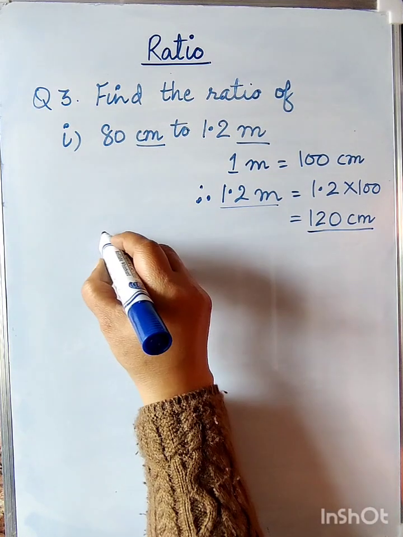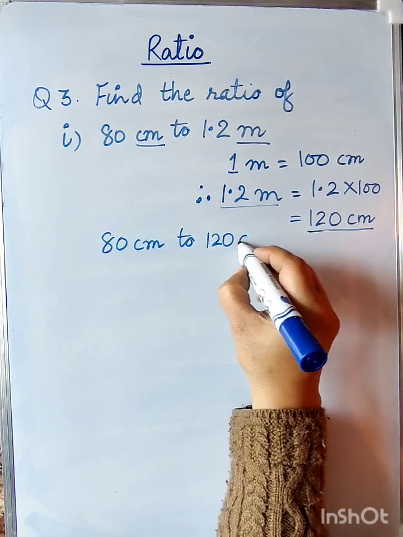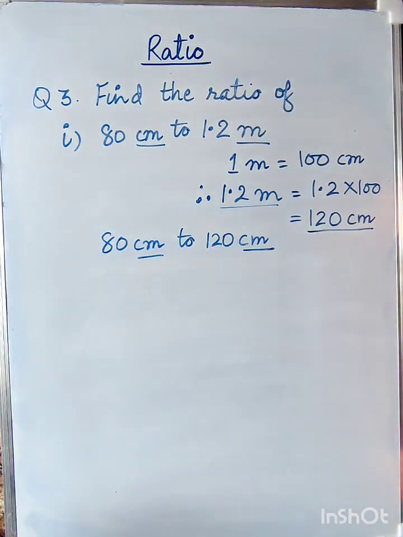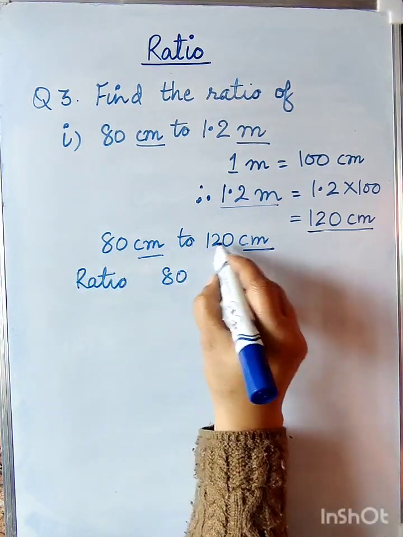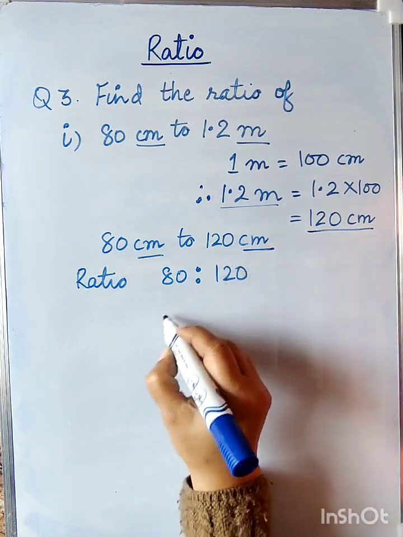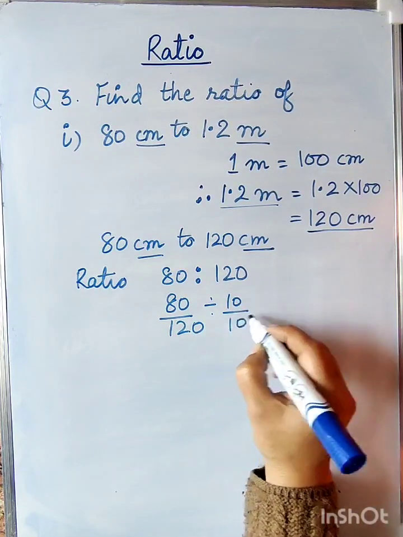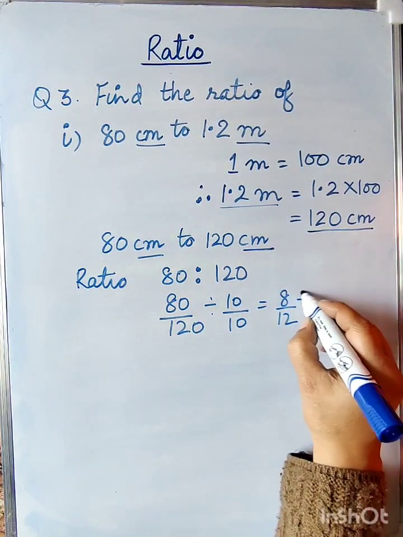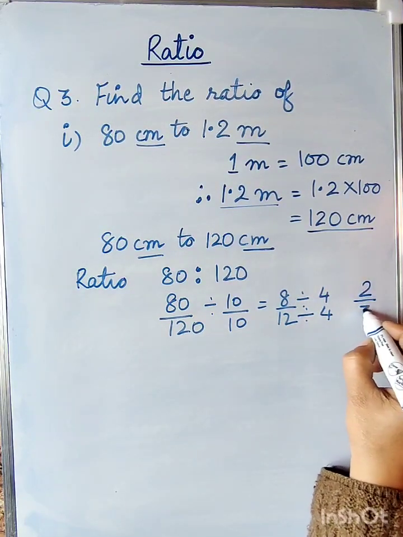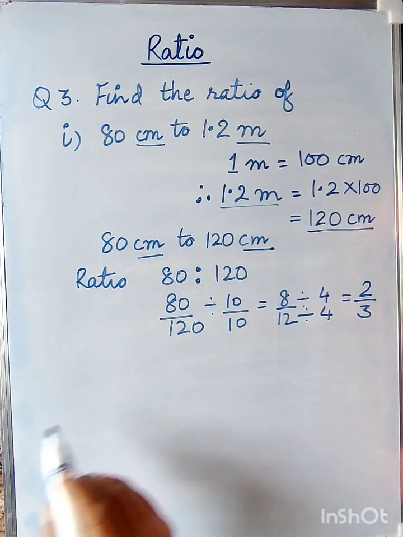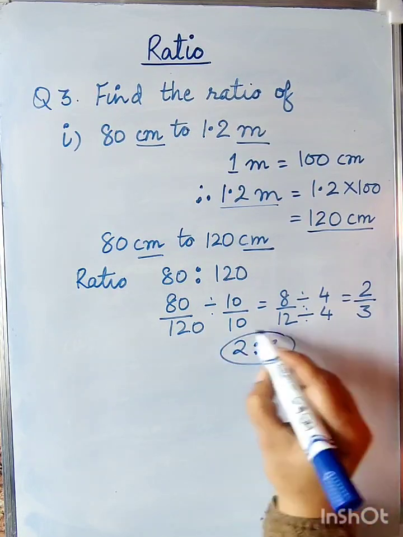Now we can compare the quantities as 80 centimeter to 120 centimeter. Both are in the same units. Thus the ratio will be 80 to 120. That is 80 upon 120. Dividing both by 10 first, I will get 8 by 12. Now I can divide both by 4, as 4 is the common factor. So 4 2s are 8, 4 3s are 12. I cannot divide it any further. So 2 by 3 is in the lowest term. Therefore my ratio is 2:3.